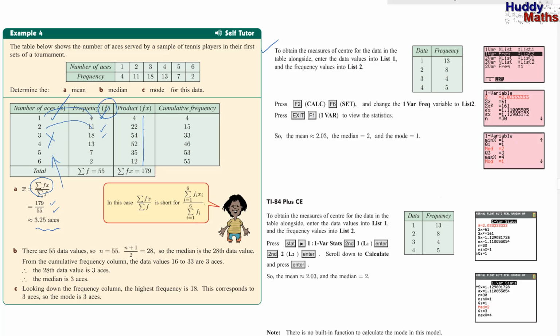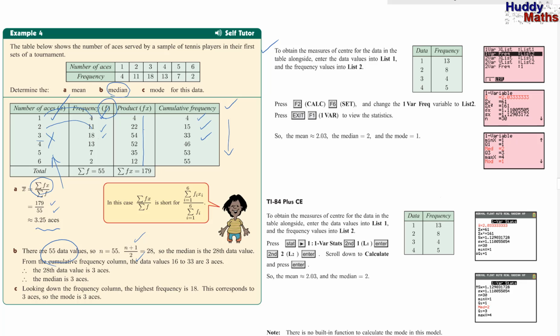So here for the median, the trick is to use this cumulative frequency column. 4 were 1s, and then the next 11 were 2s, so this is 15 up to there. Up to 3, there's another 18, so that's 33. So this is increasing. This is the cumulative frequency, the number of scores up to the end of that value. Now, what do we need here? There are 55 data values.